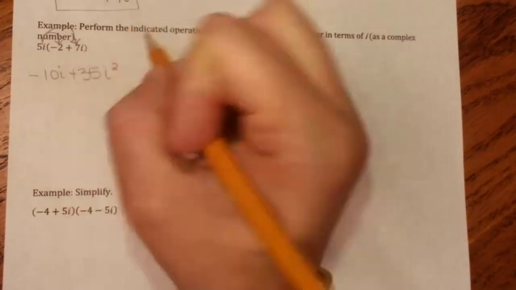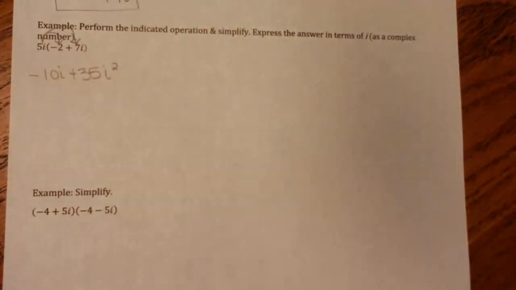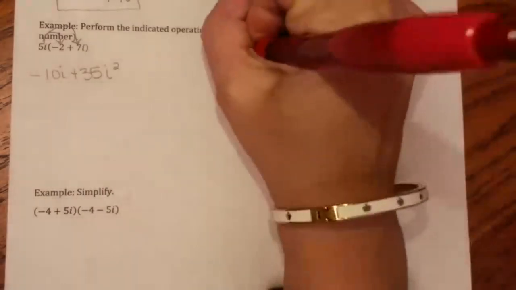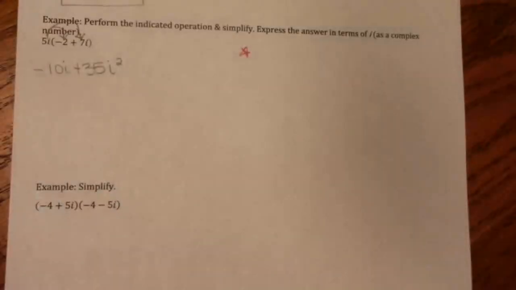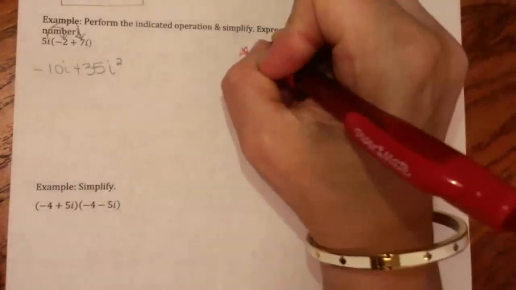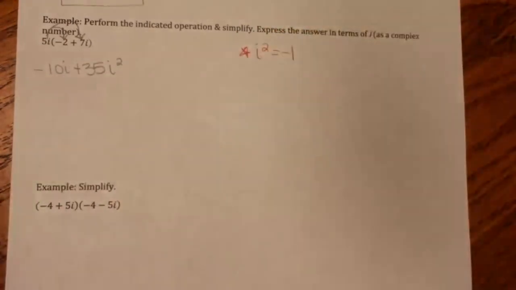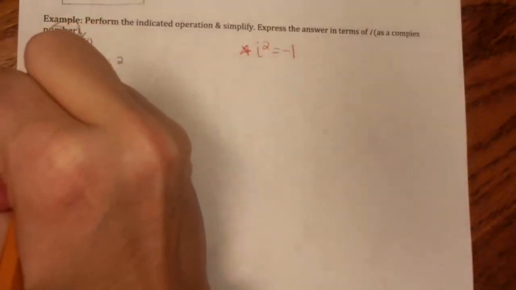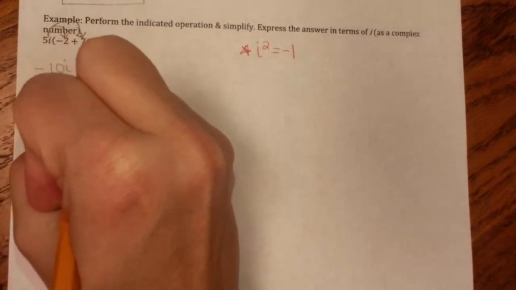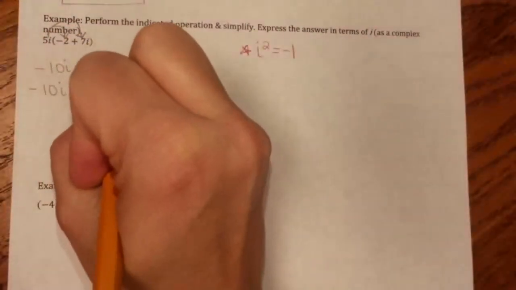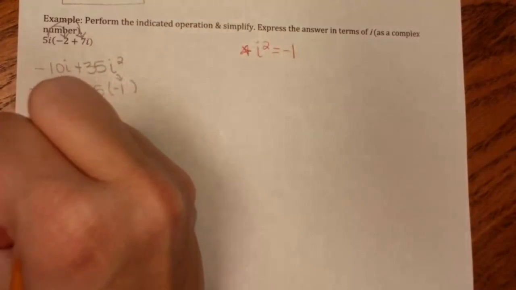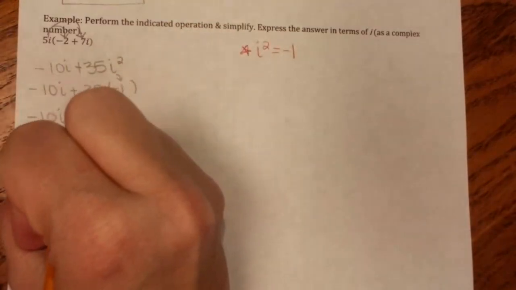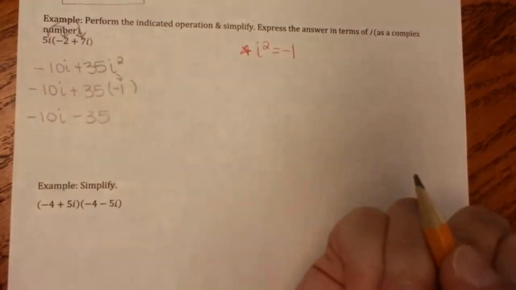i times i would give us i squared, just like x times x would give us x squared. Now we know from this first page that i squared is negative 1, so I can use that. I can rewrite this as negative 10i plus 35 times i squared. We know i squared is negative 1, so negative 10i, and 35 times negative 1 is negative 35.